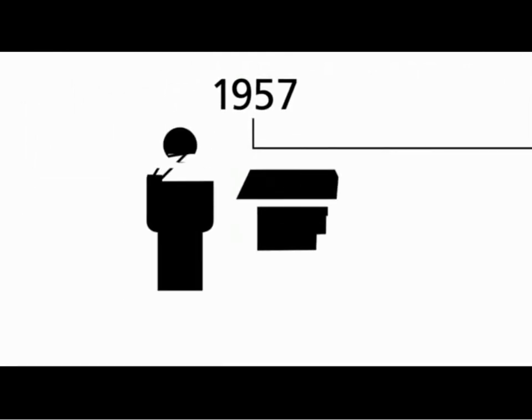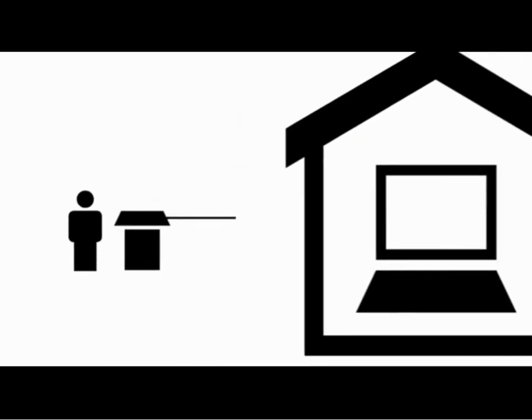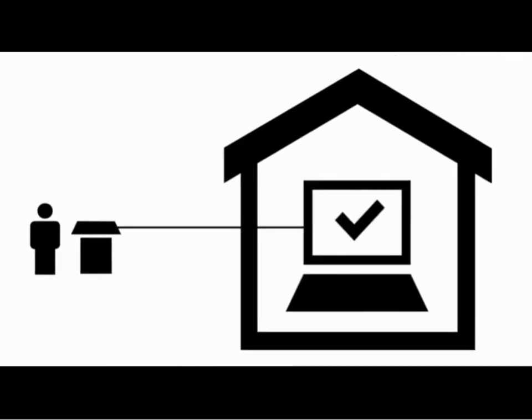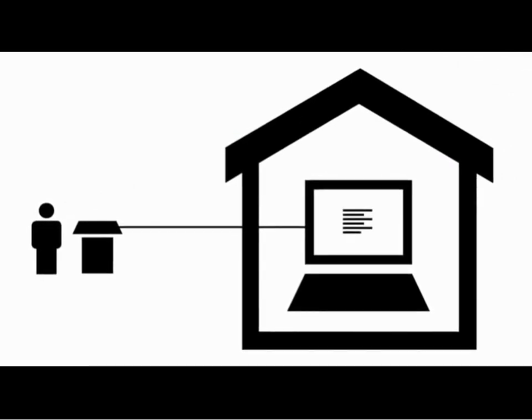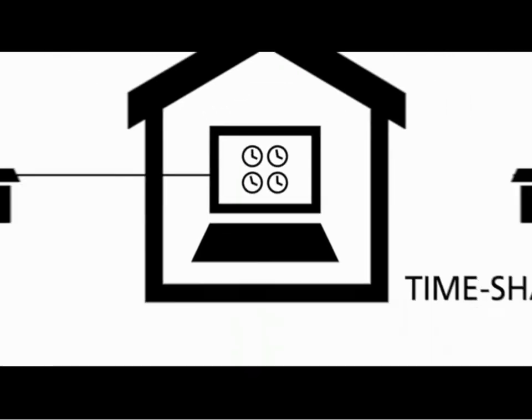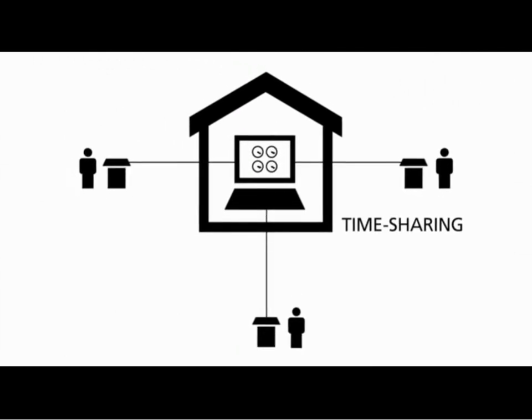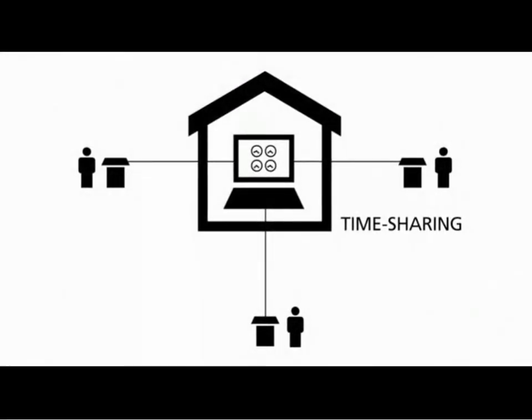The year 1957 marked a big change. A remote connection had to be installed so that the developers could work directly on the computers. At the same time, the idea of time-sharing came up. This is the first concept in computer technology to share the processing power of one computer with multiple users.